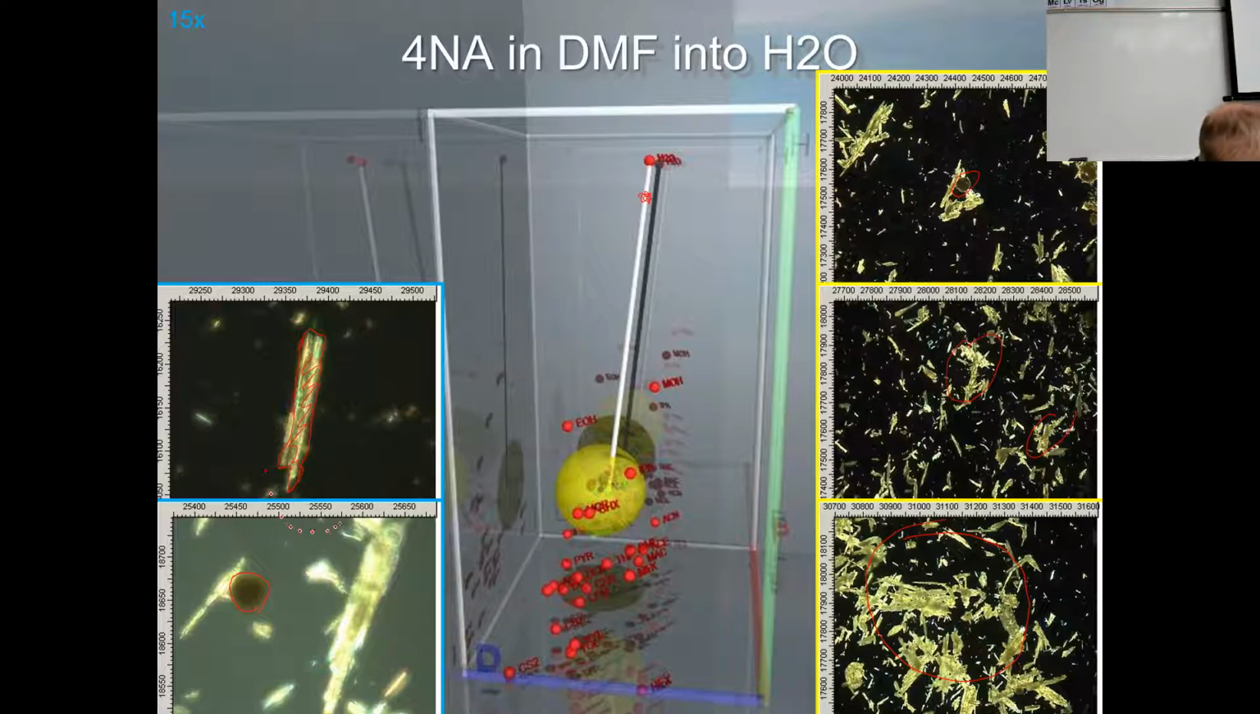Now, these are 15x magnification. That's as high as my microscope will go. But you can see that even just with crash precipitation, squirting 1 ml into another with a stir bar, we can start to see the crystal habits.